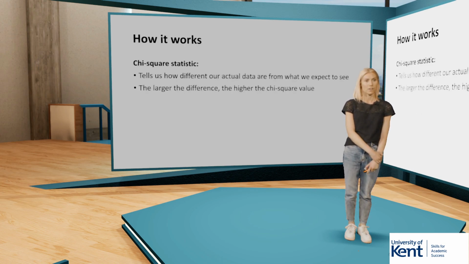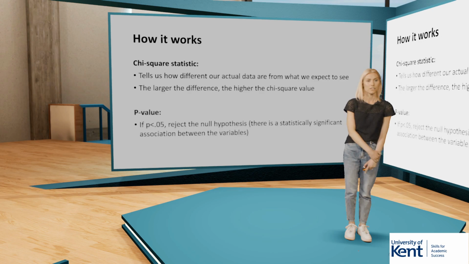Both types of test work by comparing observed frequencies, the counts we actually see in the data, with expected frequencies, what we'd see if the null hypothesis were true. The larger the difference between those, the larger the chi-square value will be. We then use the p-value to determine whether that difference is significant. If the p-value is less than 0.05, we usually reject the null hypothesis and conclude that the difference or association is unlikely to have happened by chance.